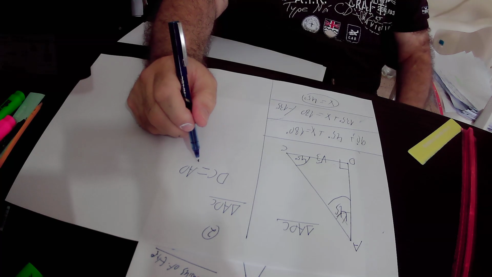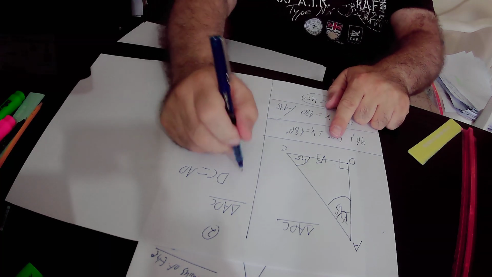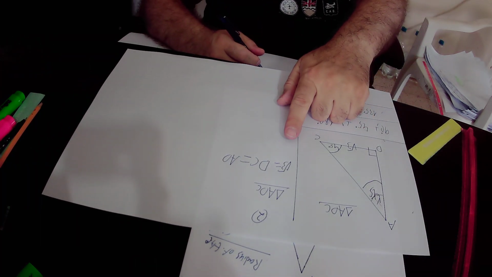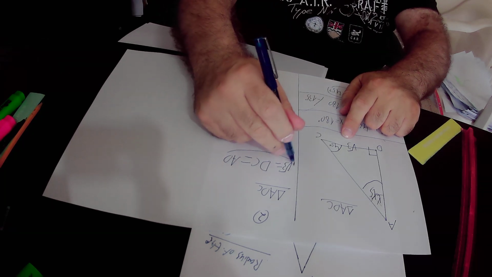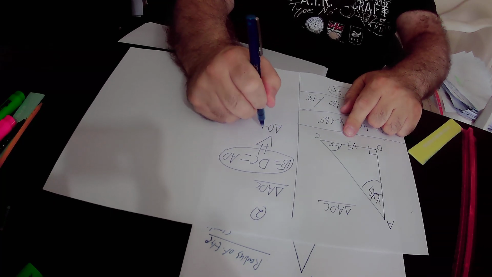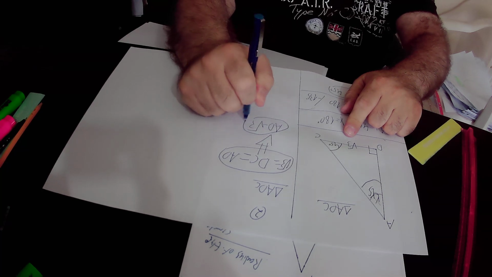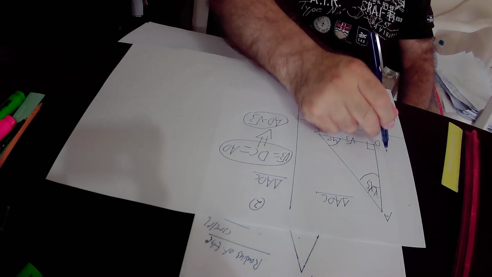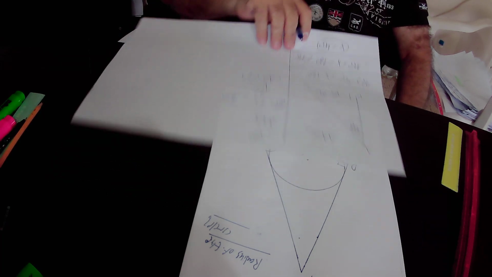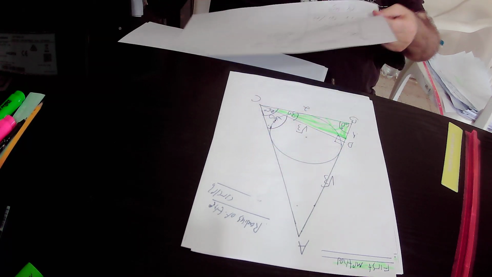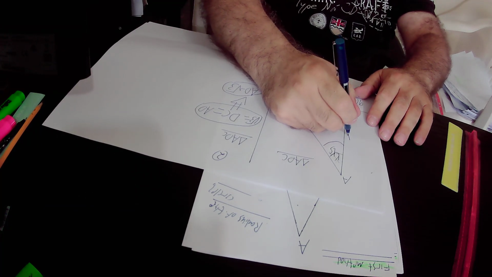So DC equals AD, but we have already found out that DC equals the square root of 3 units. So from this equation, square root of 3 equals DC equals AD, we will derive that AD is also equal to square root of 3 units. Here AD equals square root of 3 units, and there also AD equals square root of 3 units.